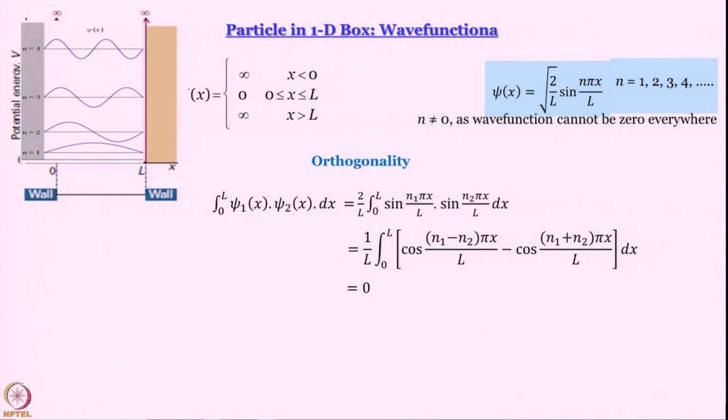You can do the integration and you can work it out that it is orthogonal. I like to do it in a little different way. What is the meaning of this integration? For every value of x, I have to multiply the value of psi 1 and psi 2, and then I have to add it up, right. So, this integration I can also write as integral psi 1 of x multiplied by psi 2 of x for x equal to 0 to L.